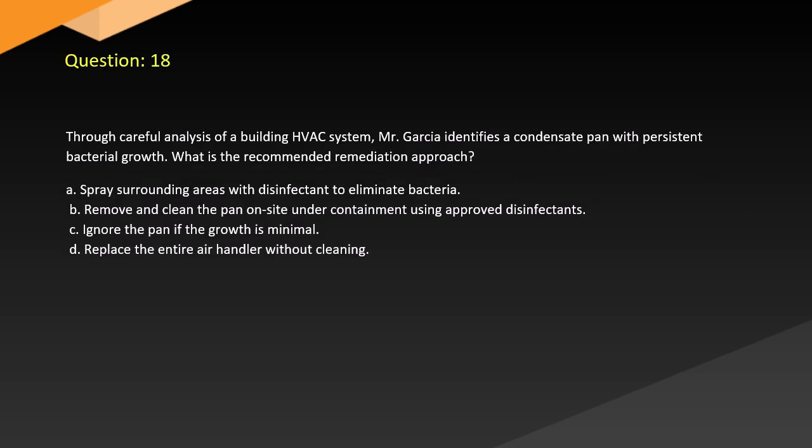Question 18. Through careful analysis of a building HVAC system, Garcia identifies a condensate pan with persistent bacterial growth. What is the recommended remediation approach? A. Spray surrounding areas with disinfectant to eliminate bacteria. B. Remove and clean the pan on site under containment using approved disinfectants. C. Ignore the pan if the growth is minimal. D. Replace the entire air handler without cleaning.